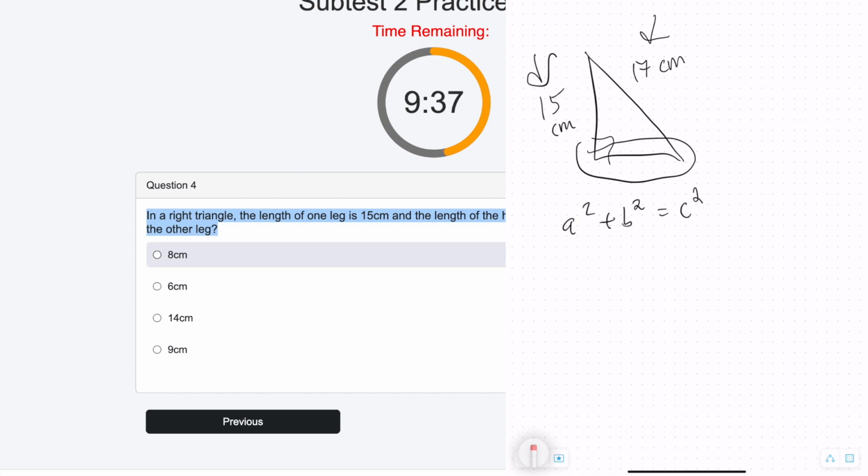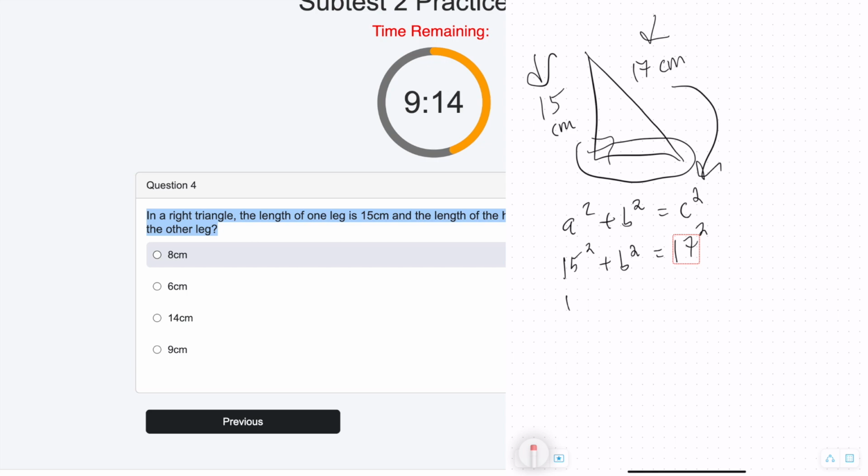And since we know that one leg is 15 and the hypotenuse is 17, we can input those numbers. So 15 squared plus b squared equals 17 squared. Notice that the hypotenuse will be our c. All right, now what we want to do is we want to solve for this.